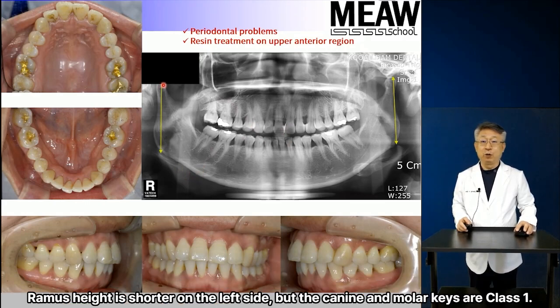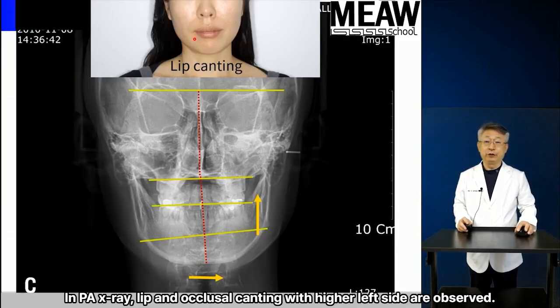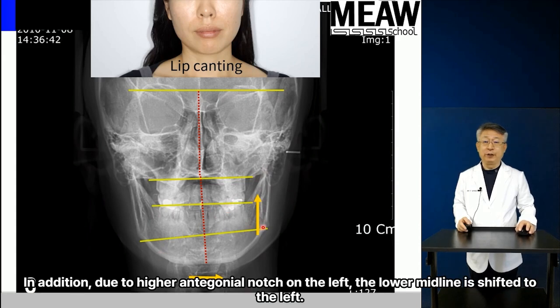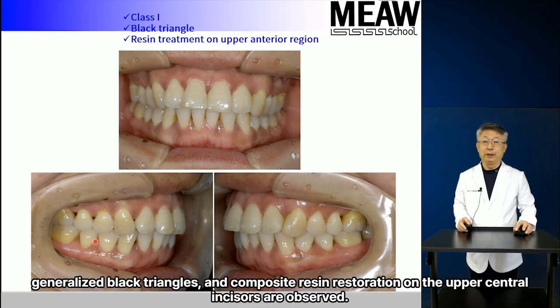Ramus height is shorter on the left side, but the canine and molar keys are class 1. In PA X-ray, lip and occlusal canting with higher left side are observed. In addition, due to higher antegonial notch on the left, the lower midline is shifted to the left. In intraoral photos, class 1 canine and molar keys, generalized black triangles, and composite resin restoration on the upper central incisors are observed.